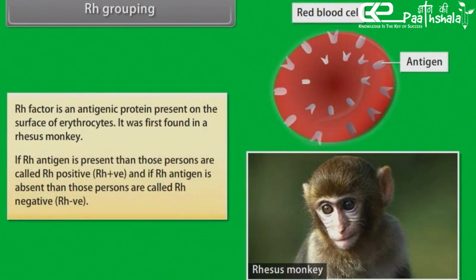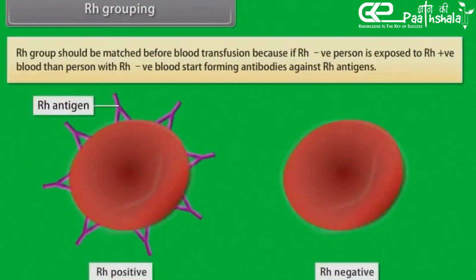If RH antigen is present, then those persons are called RH positive, and if RH antigen is absent, then those persons are called RH negative. RH group should be matched before blood transfusion, because if an RH negative person is exposed to RH positive blood, then the person with RH negative blood starts forming antibodies against RH antigens.